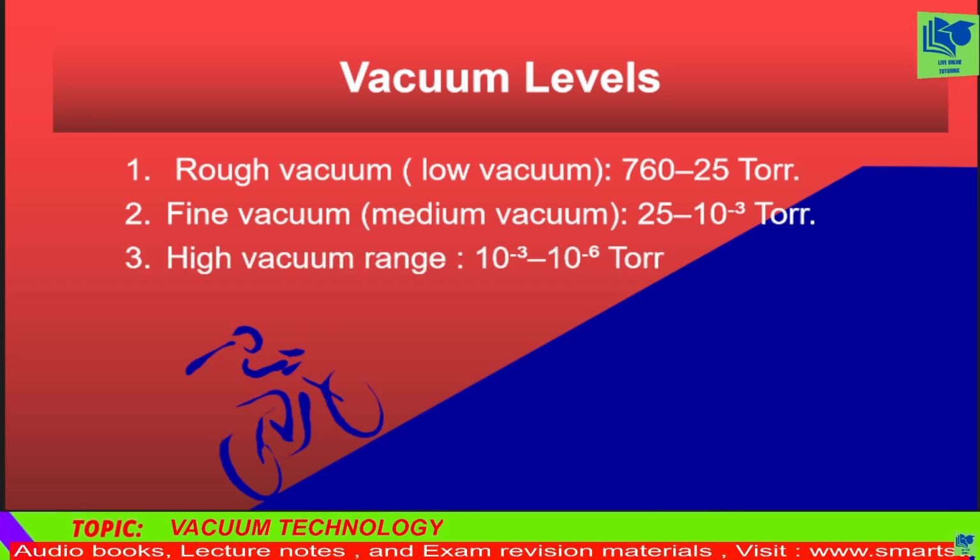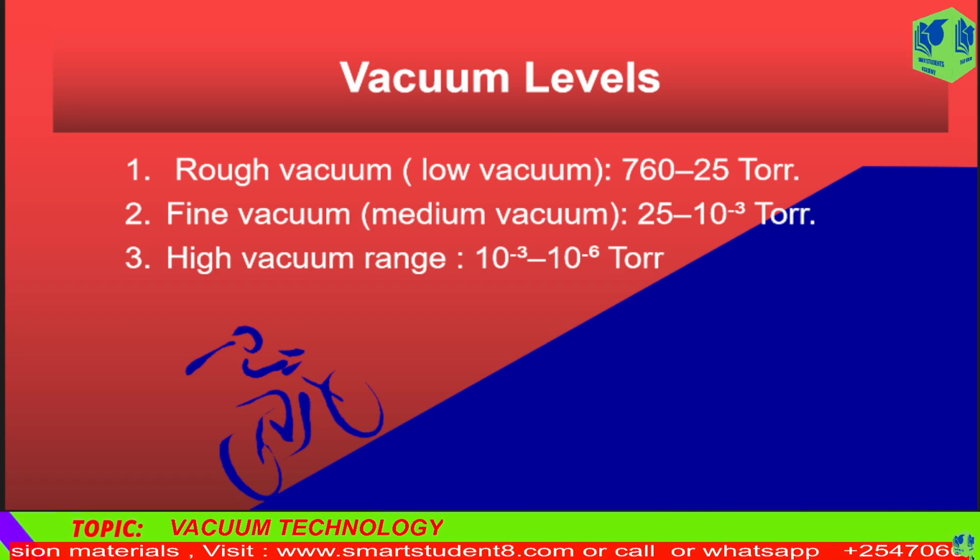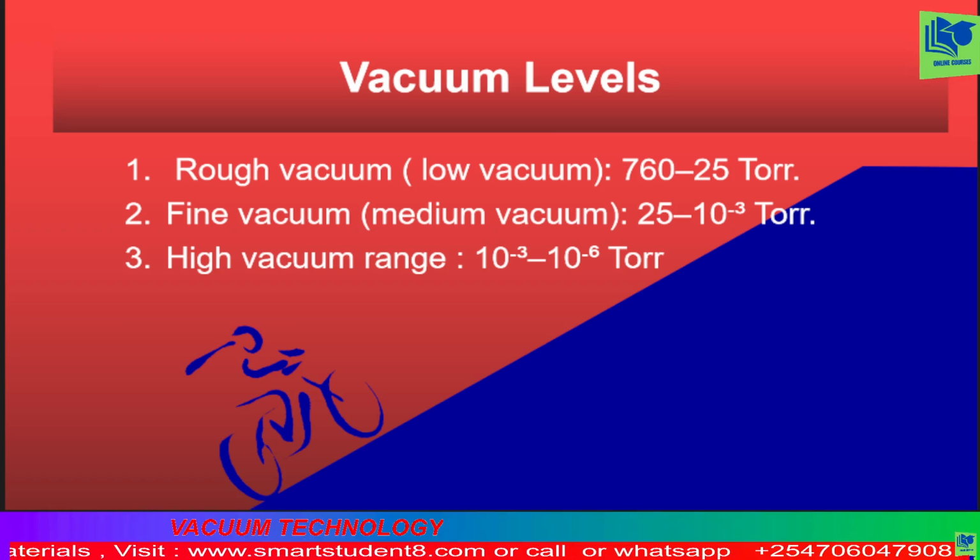3. High vacuum. Moving even lower, we enter the high vacuum range. At this level, air molecules become extremely sparse. High vacuums are essential in advanced scientific research, such as particle accelerators or mass spectrometers, where even a tiny molecule of air can mess up an experiment.